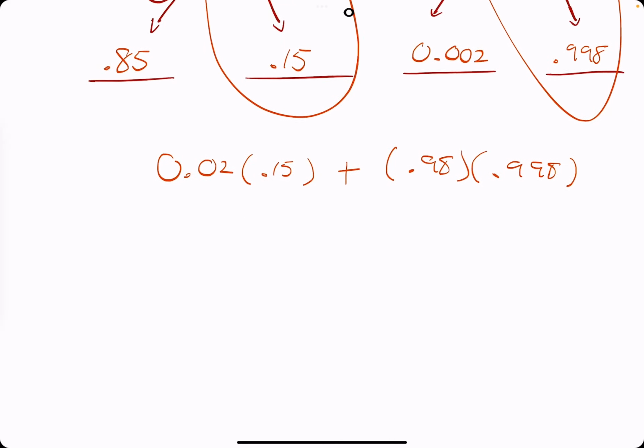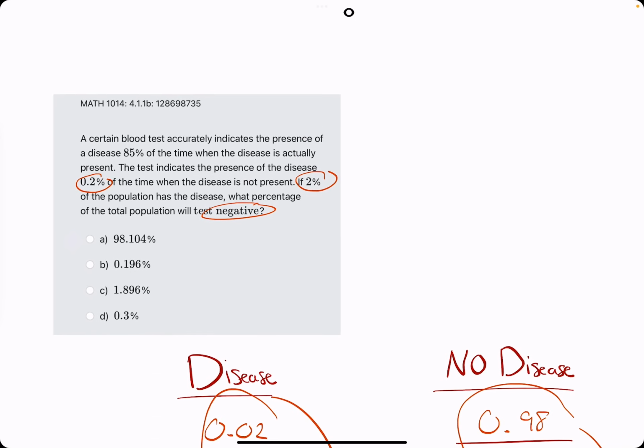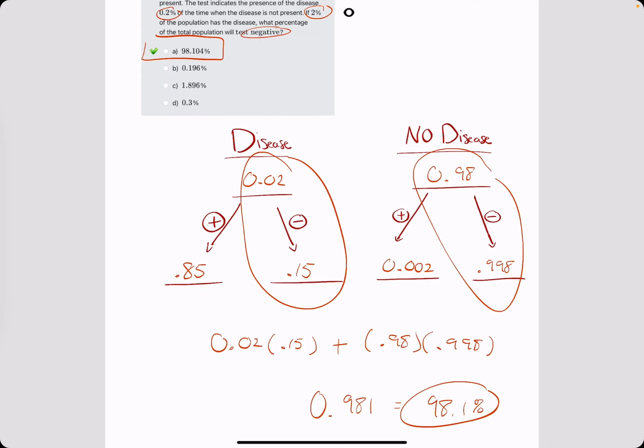A little sloppy, but you get the gist. 0.02 times 0.15 plus 0.98 plus 0.998. It's 1.981. Beautiful. Something about that seems right. Oh, I'm sorry. Hold up. Let me do that again. I didn't multiply. 0.02 times 0.15 plus 0.98 times 0.998. It's approximately 0.981. Beautiful. Which is 98.1%. So we're looking for something like that. 98.1 shows up in option A, and we are done.